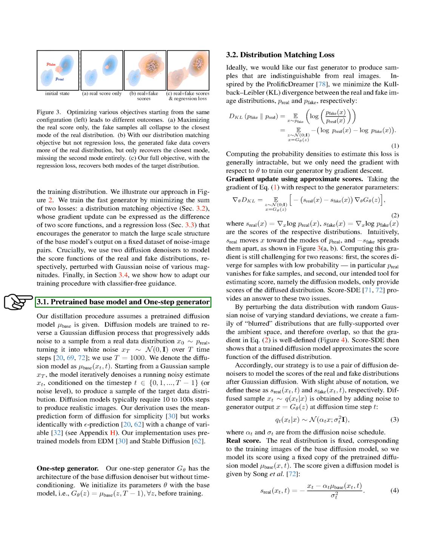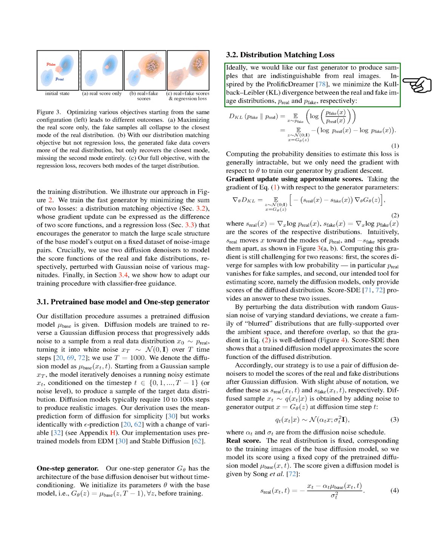Our distillation procedure assumes a pre-trained diffusion model is given. Diffusion models are trained to reverse a Gaussian diffusion process that progressively adds noise to a sample from a real data distribution, turning it into white noise over a certain number of time steps. Starting from a Gaussian sample, the model iteratively denoises a running noisy estimate, conditioned on the time step, or noise level, to produce a sample of the target data distribution. Diffusion models typically require multiple steps to produce realistic images. Our one-step generator has the architecture of the base diffusion denoiser but without time conditioning. We initialize its parameters with the base model before training.